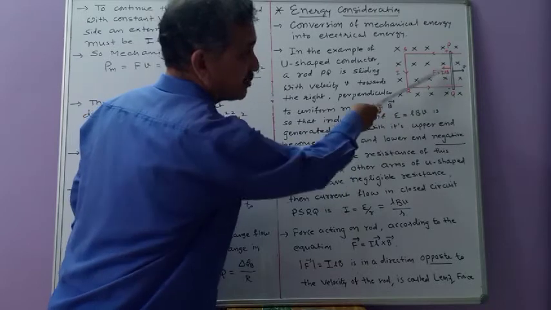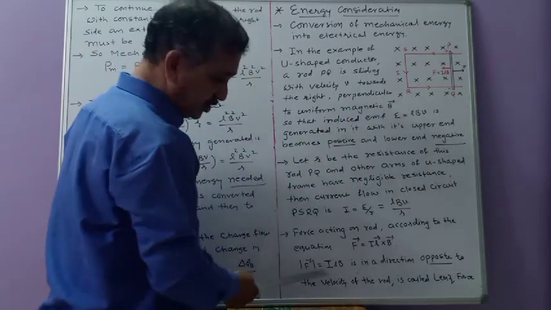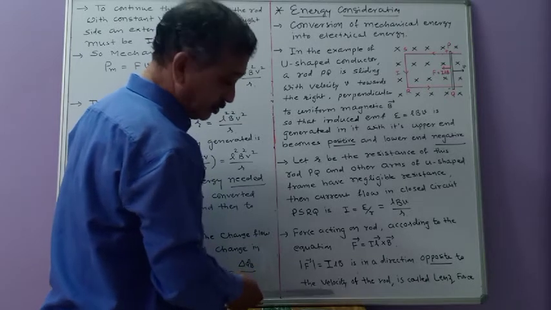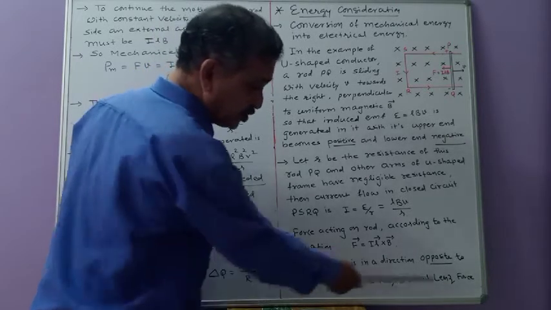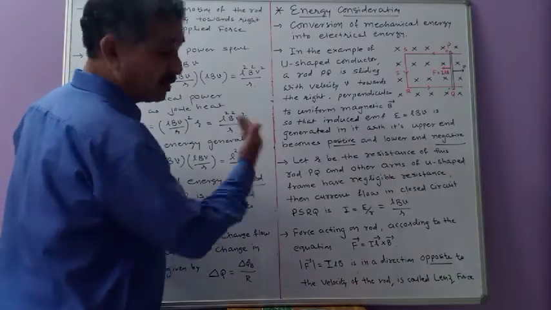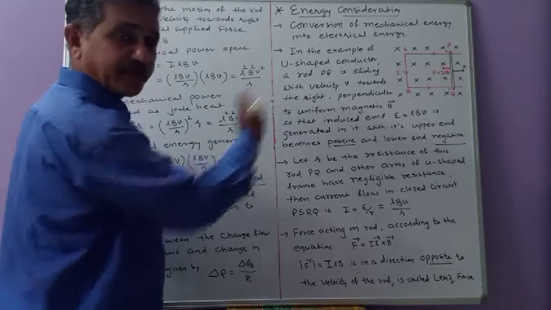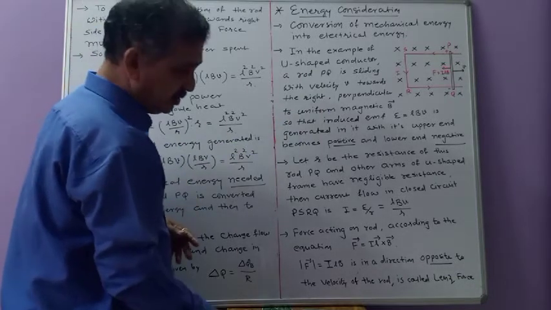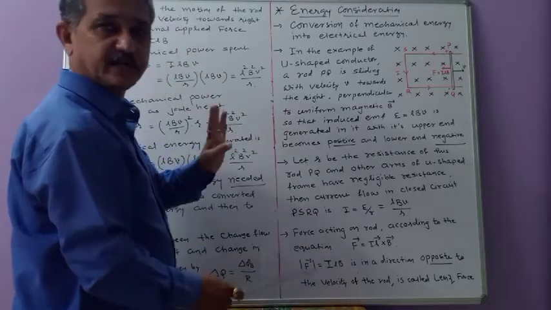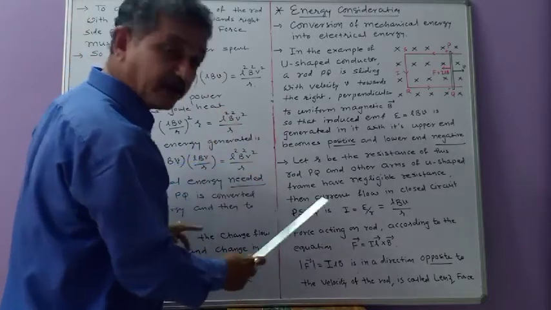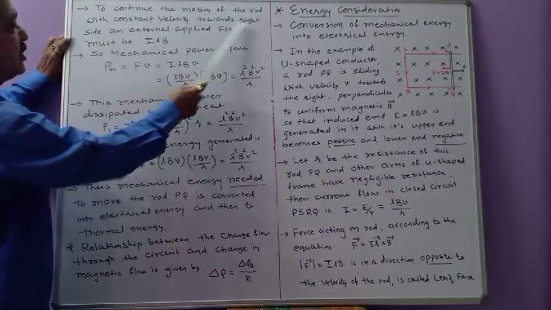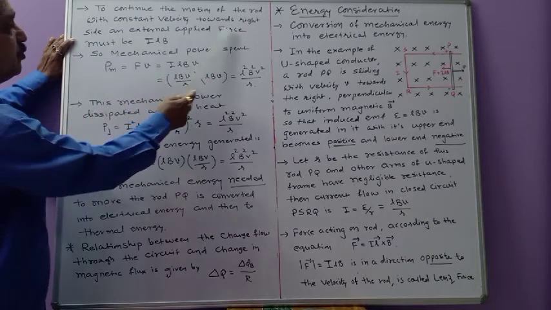See, the force is in this direction, the velocity is in that direction. So this magnitude of force ILB is acting on the rod in a direction opposite to the velocity of the rod, and this force is known as Lenz's force. So if you want to continue the motion of the rod towards the right side, then minimum this much external force you have to apply towards the right side, that is in a direction opposite to that of Lenz's force. So to continue the motion of the rod with constant velocity towards the right side, the external force applied must be equal to ILB.